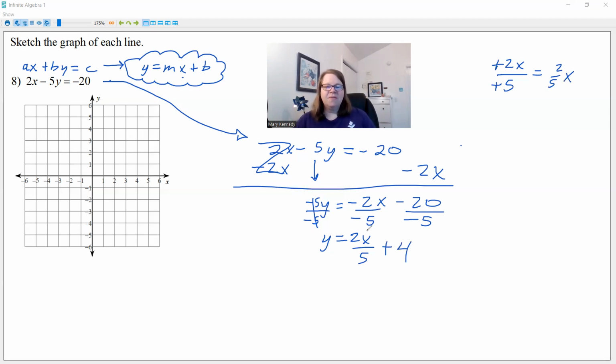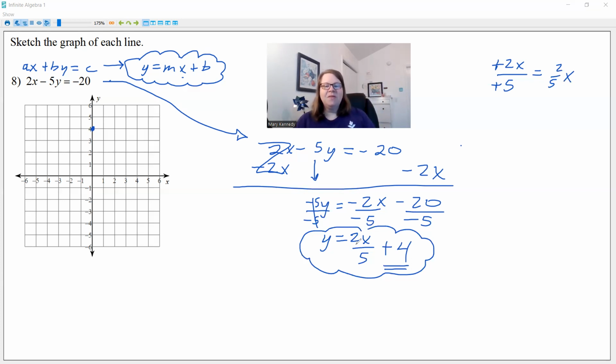And so now I'm ready to graph, right? I know this is y equals mx plus b, and b tells me to begin at 4. So up 4 on the y-axis, because the b is the y-intercept. It's where the line intersects the y-axis.